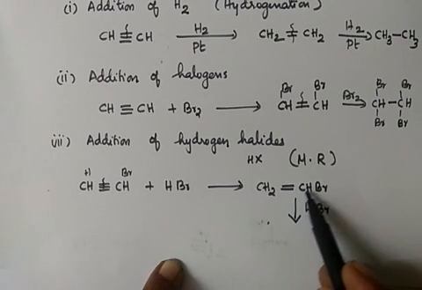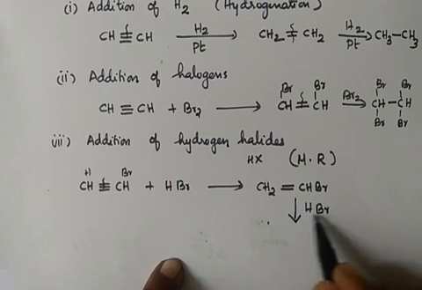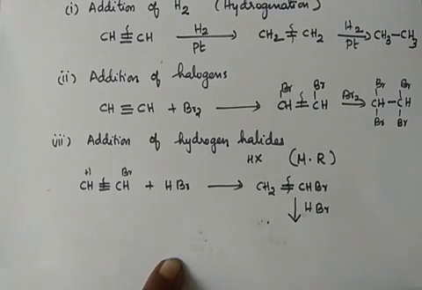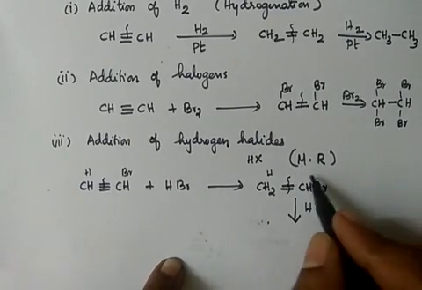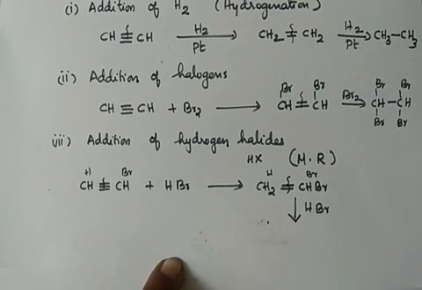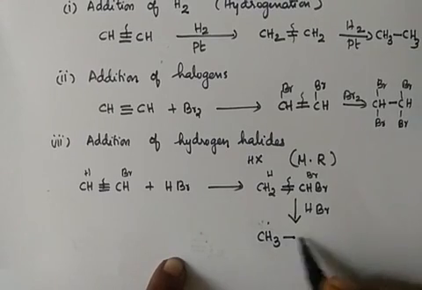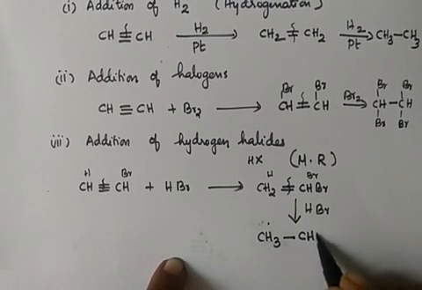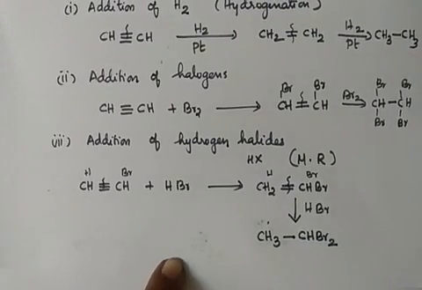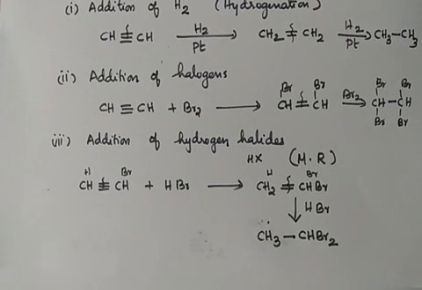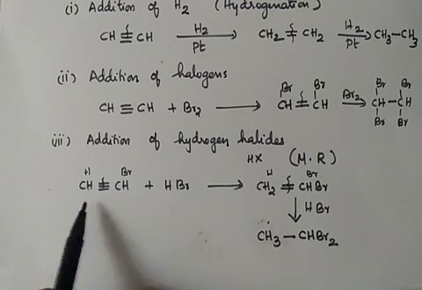So here, where does this Br go? Here. So what will be the product obtained when HBr is added here again? Hydrogen goes to this side and Br goes to the other side. So the product will be CH3 single bond CHBr2. Okay, this will be the product on the addition of hydrogen halide on ethyne.